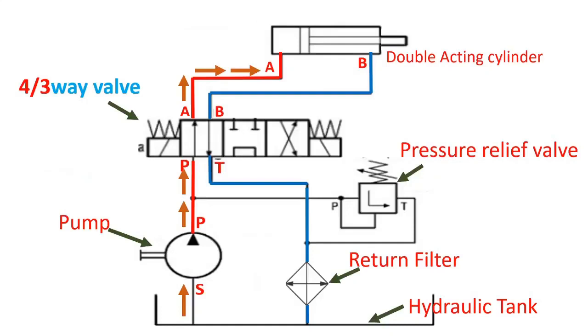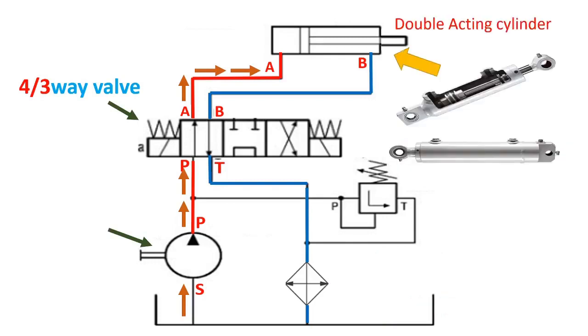Hydraulic is derived from the Greek word. Hydro means water and olos means pipe. Now let's discuss the components of a hydraulic system.